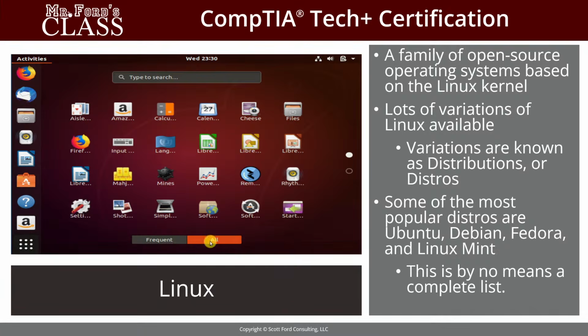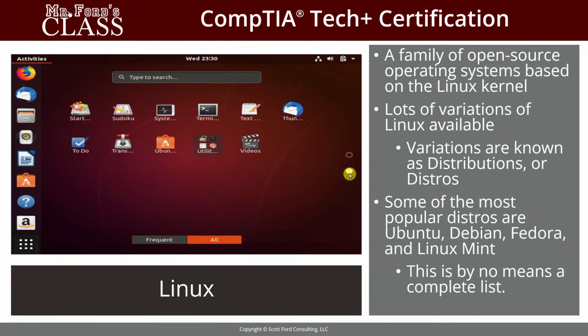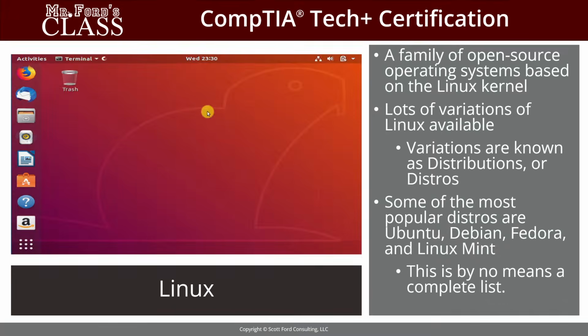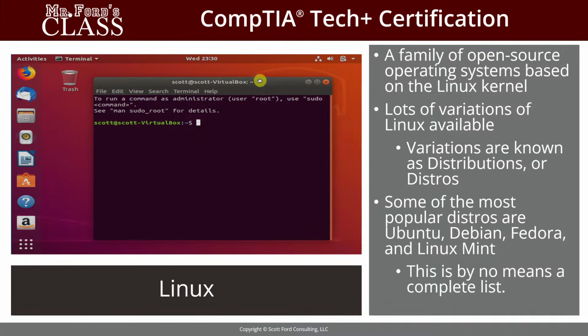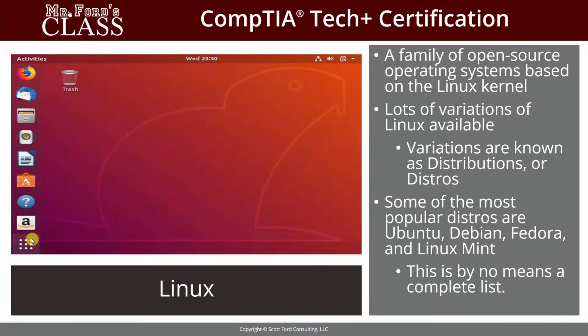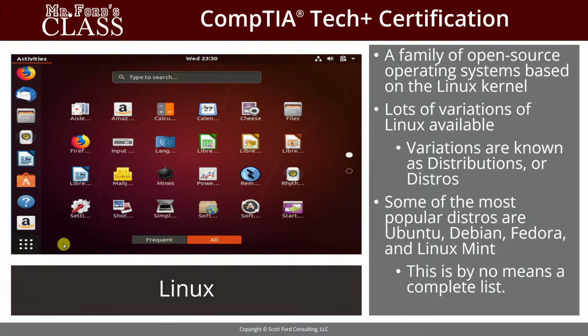Linux, a family of open source operating systems based off the Linux kernel. Lots of variations of Linux available. These different variations are called distributions, or as the cool kids call them, distros. And there are so many distros out there to choose from, and they have different purposes.